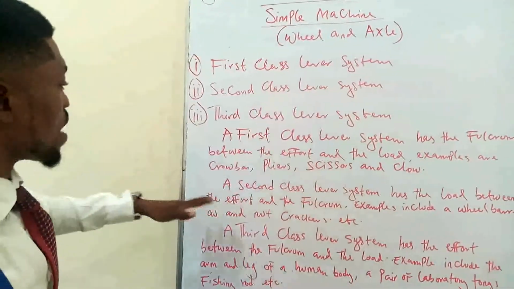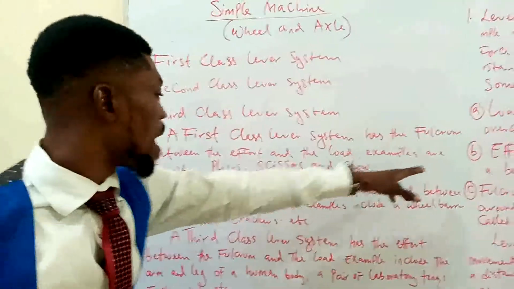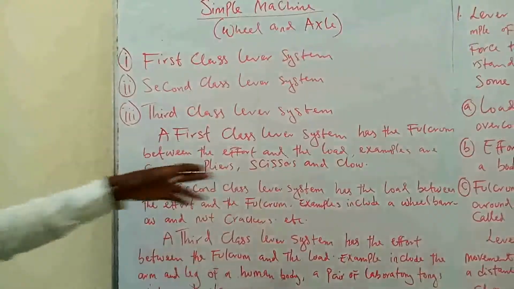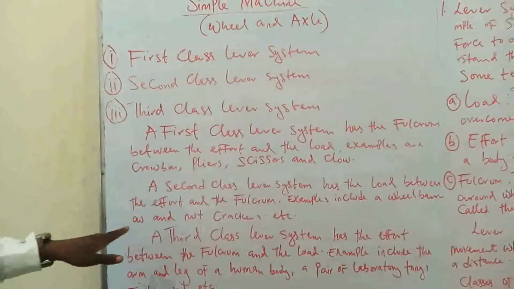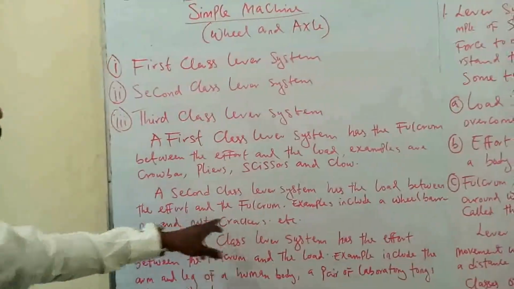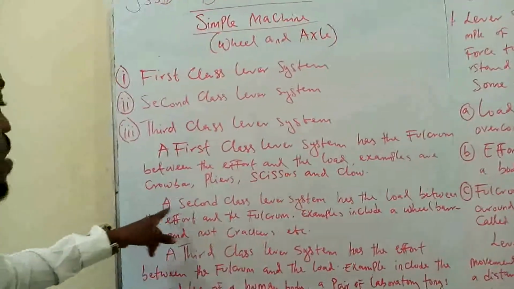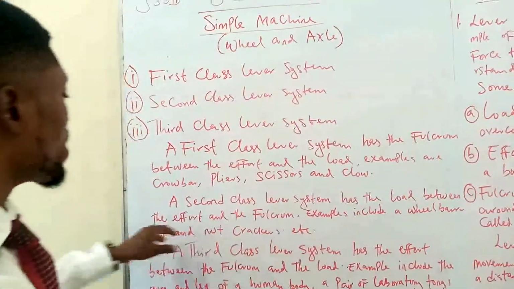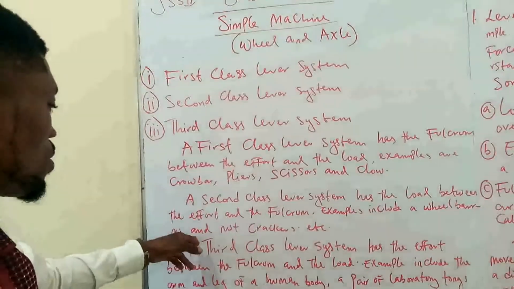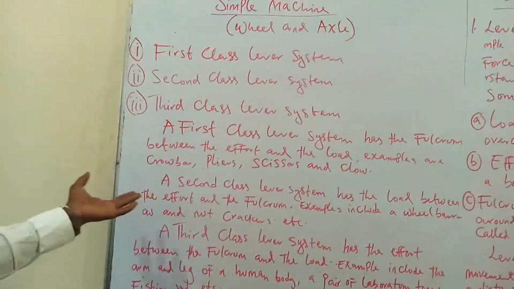The first class lever system has the fulcrum between the effort and the load. Examples are crowbar, pliers, scissors, and claw. The second class lever system has the load between the effort and the fulcrum. Take note of these three keywords: load, effort, and fulcrum. Don't be confused. The second class lever system has the load between the effort and the fulcrum. Examples include a wheelbarrow and a nut cracker. We have other machines that use the second class lever system.